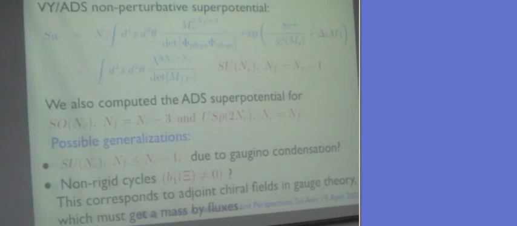Maybe I mention it at the end. From the field theory point of view, these non-rigid cycles correspond to gauge theories with adjoint chiral fields in the gauge group. And these spoil the non-perturbative superpotentials, as is known from field theory. So these adjoint chiral fields must get a mass by fluxes. The degeneracy must be lifted, and therefore one needs the fluxes for these cases.